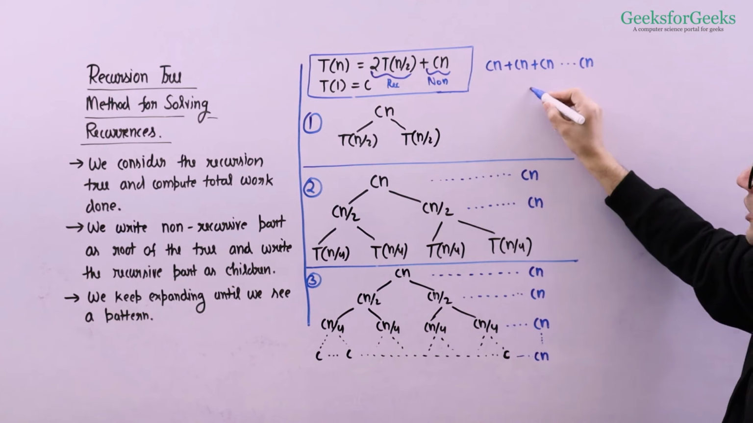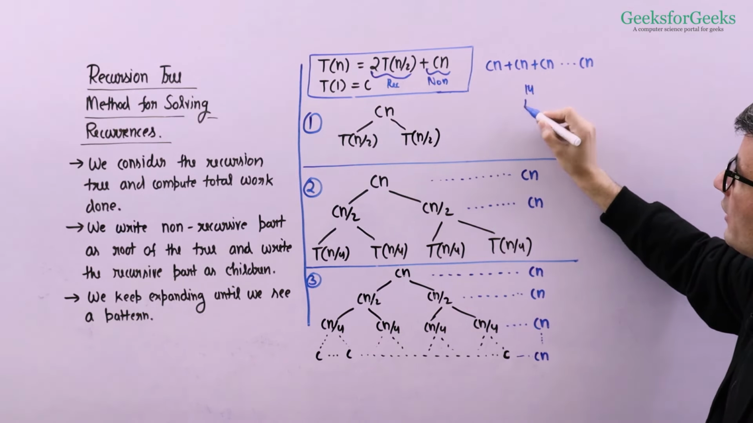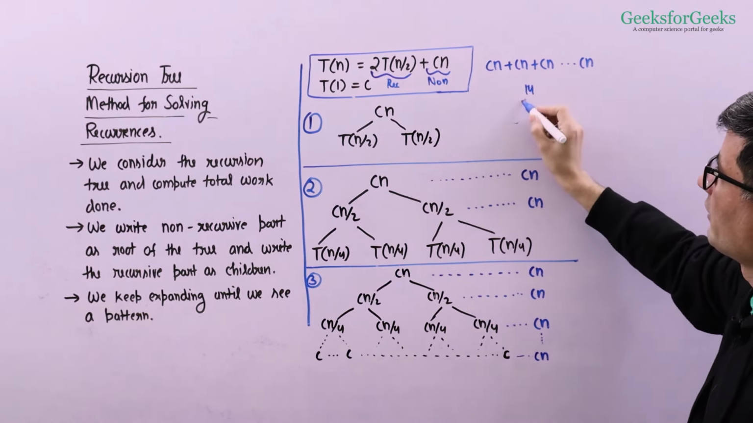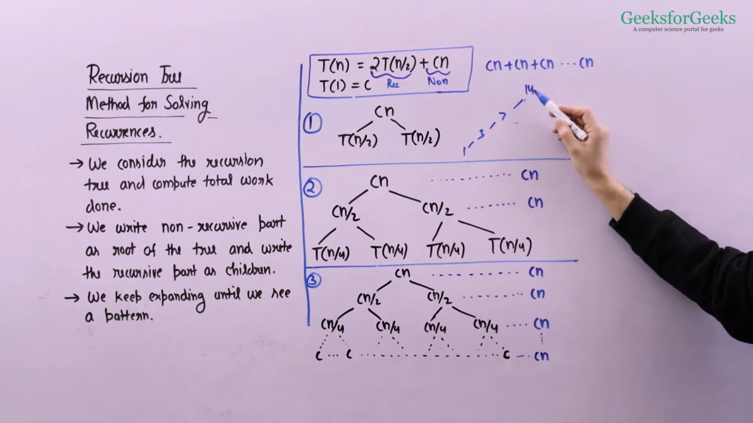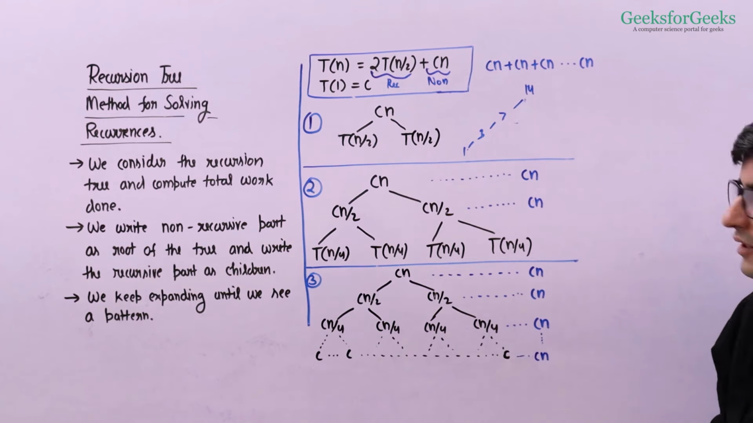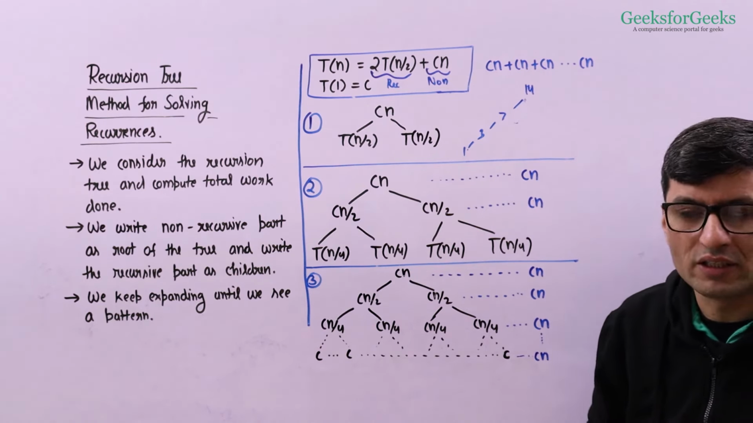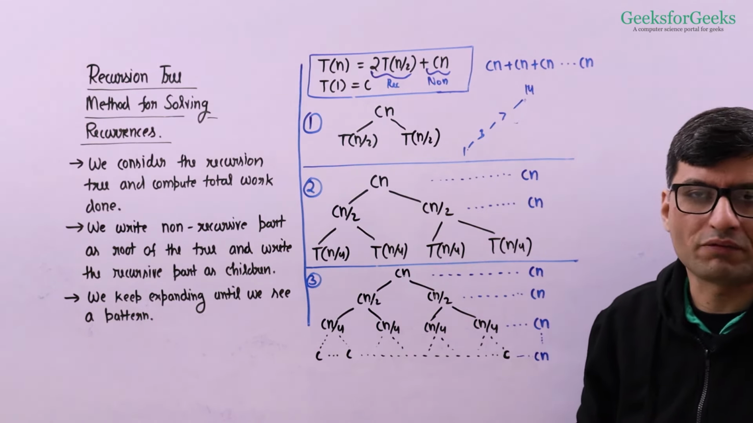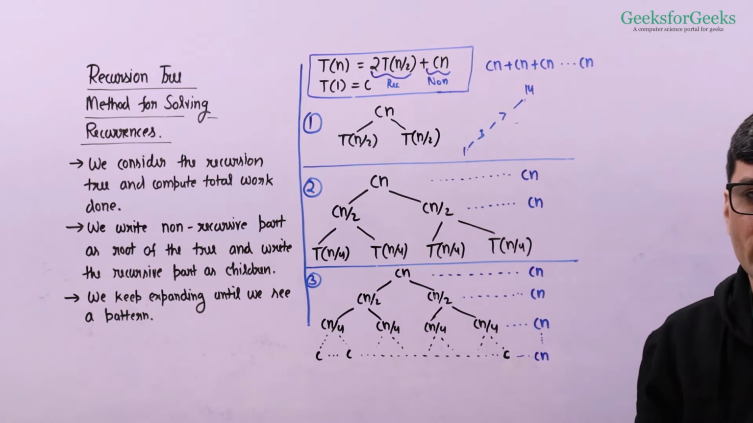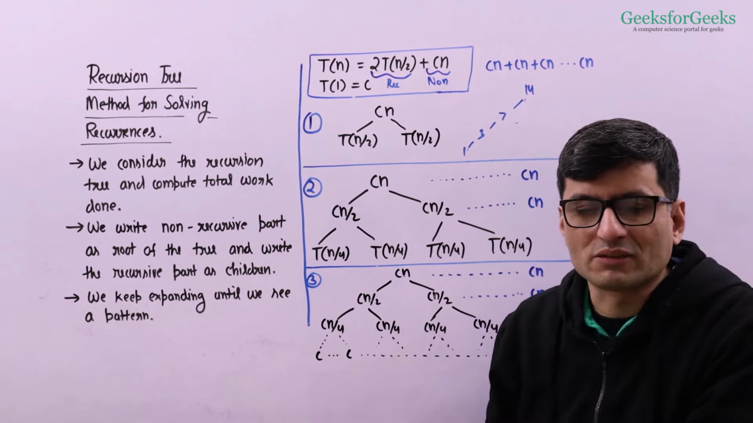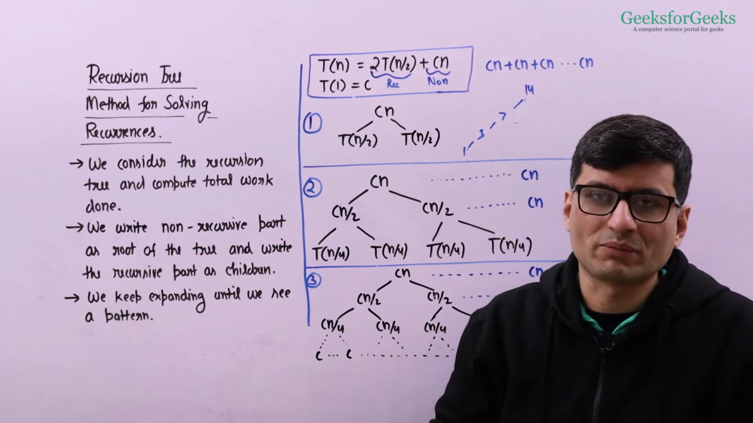For example, if n is 14, what will happen? You will have 14, then you will have a child with value 7, then 3, then 1, right? So how many levels do we have? 1, 2, 3, 4 for 14. And how many levels will we have for 15? Again 4. For 16, we will have 5 levels. So it's coming out to be around log n. And when we talk about asymptotic analysis, we do not generally care about plus or minus 1, right?